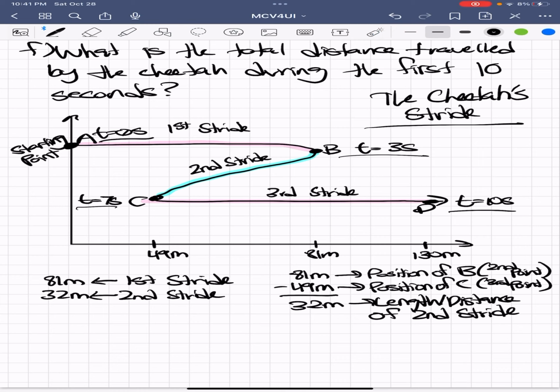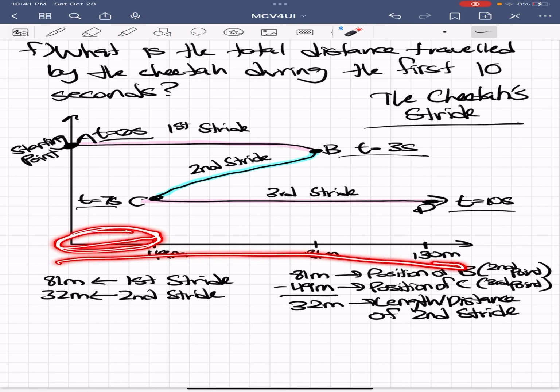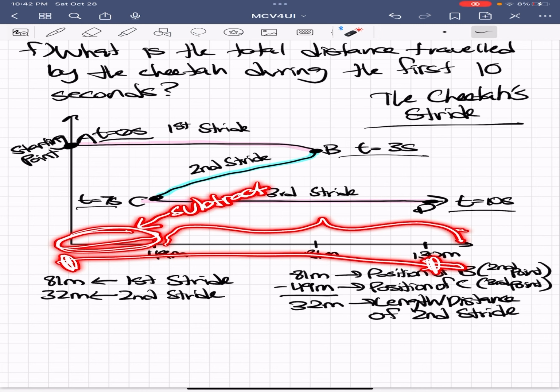So, the third stride. We have the position of the fourth point, which is D, and then we have the position of the third point, which is C. To calculate this distance, we are going to subtract this from the entirety of the 130 meters, and then we will be left with the third stride. So, subtract 49 from the entirety of 130 meters, and then we'll be left with the result.